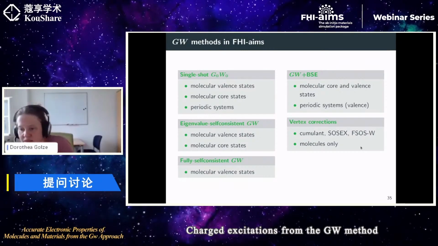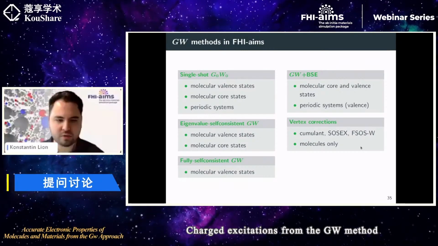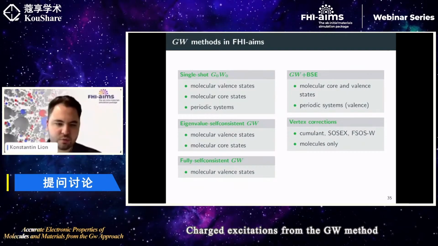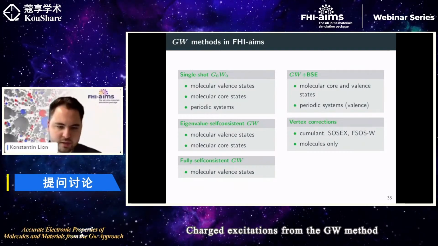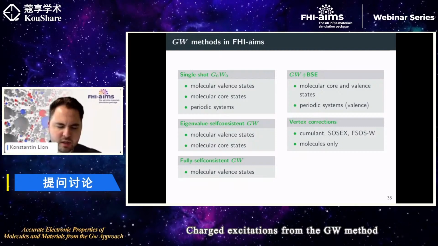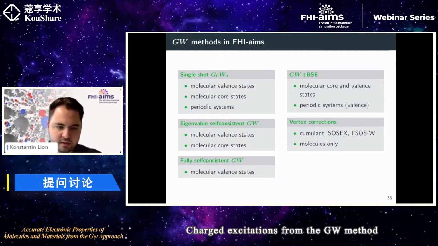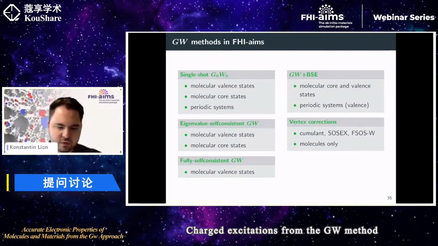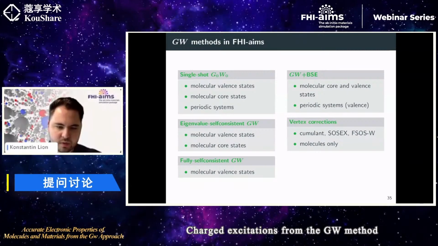Thank you, Dorothea. There's another question about the convergence with respect to the imaginary frequency points when using the analytical continuation. Usually, how many points do you need to be converged, and which kind of grids can be used within FHI-aims?